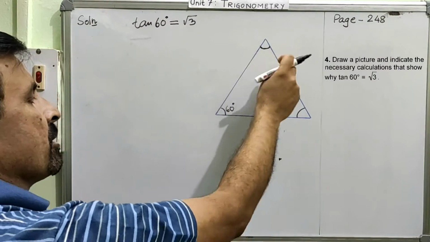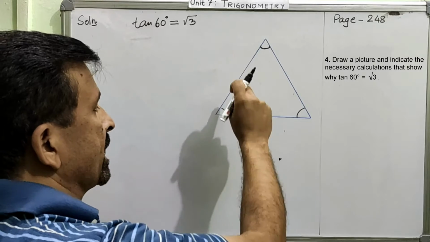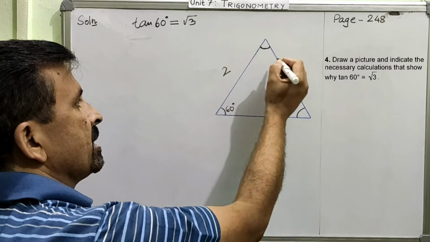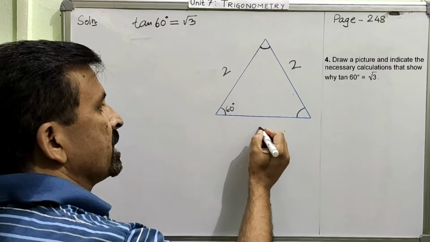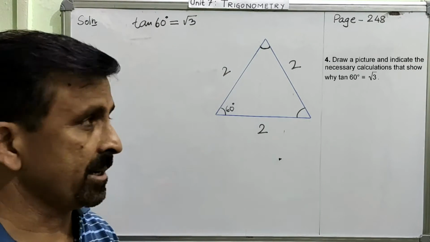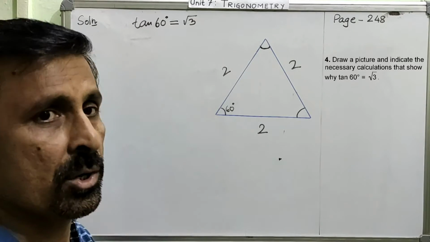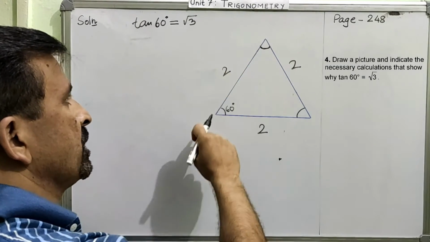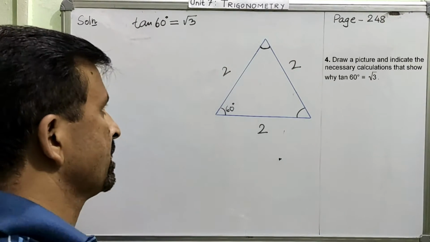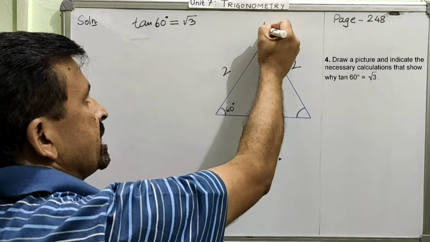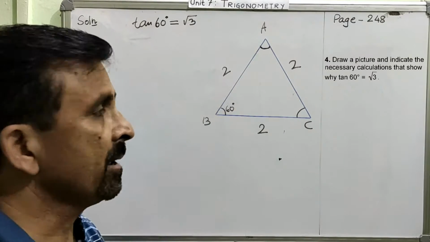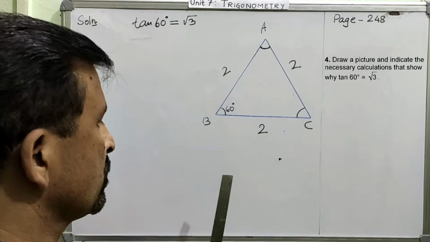Clear? And then the length. Because it is an equilateral triangle, I have taken the length of the side of this triangle as 2 units. We have to solve this by appropriate measurement. So this is the side of 2 unit length, this is 2 unit length, this is 2 unit length. All the 3 sides are of equal length because it is an equilateral triangle. Let me name the vertices. This is A, this is B, and this is C. Is this very clear?